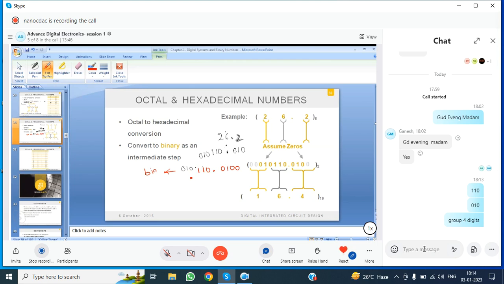So to make it a group of 4, what you have to do: 1 2 3 4.